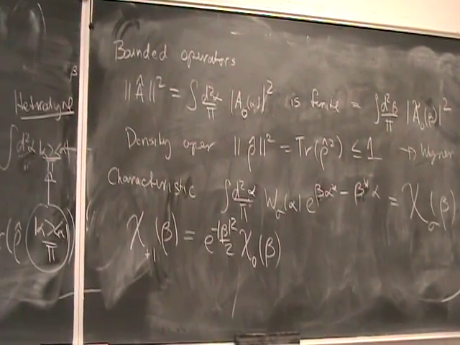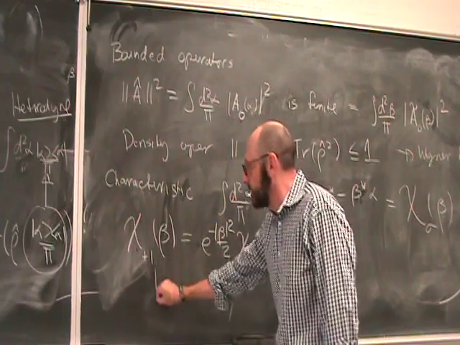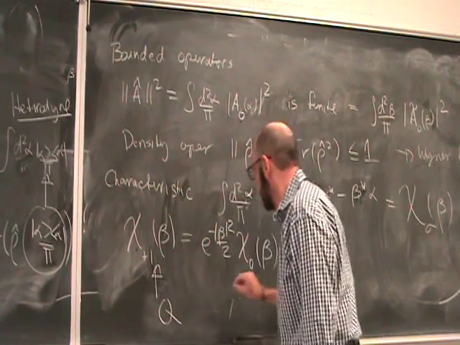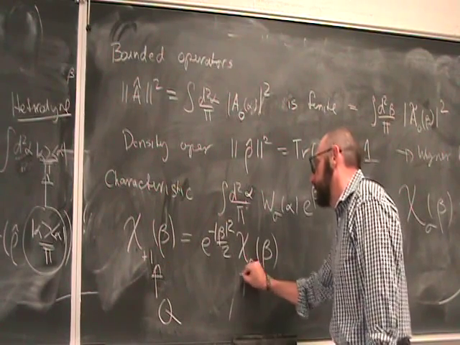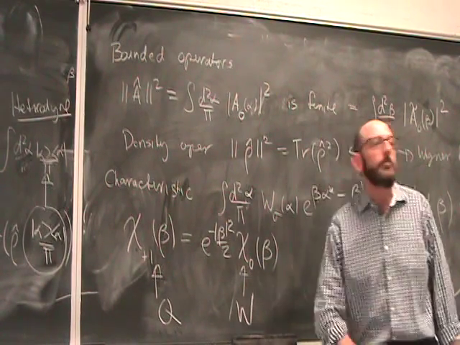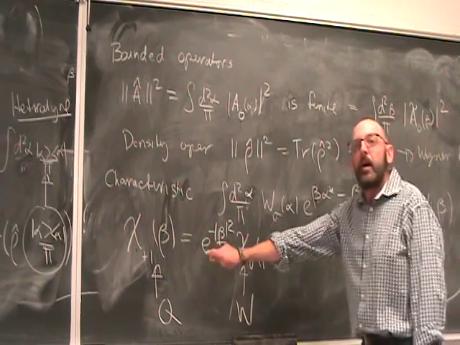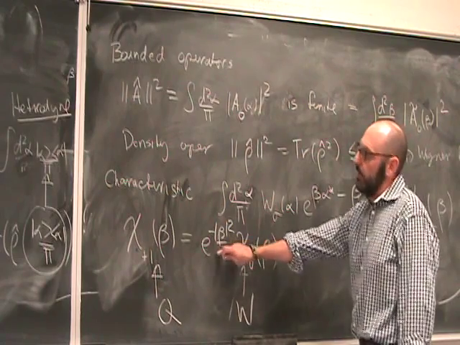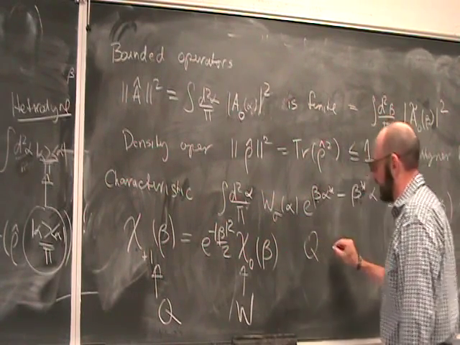The characteristic function, this is the characteristic function associated with the Q function. That's the normally ordered representation. And this is the characteristic function associated with the Wigner function. That's the symmetrically ordered case. Because of this fall off, this is going to be a bounded function, which says that the Q function also always exists.